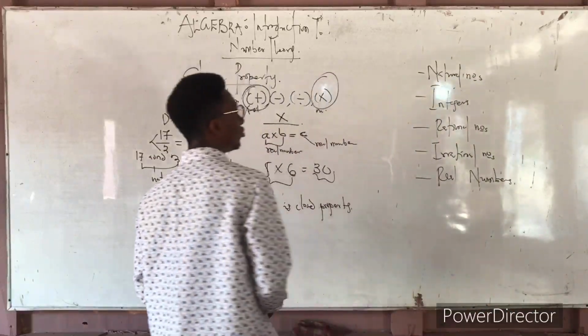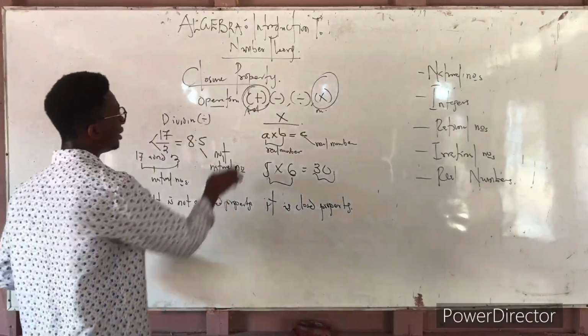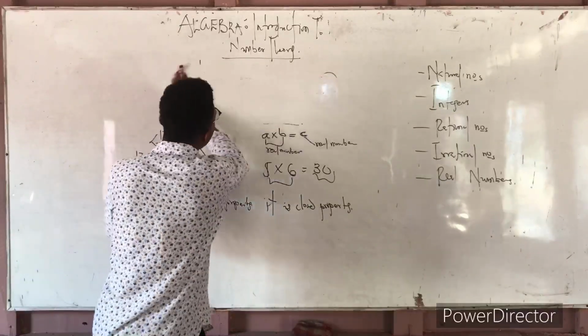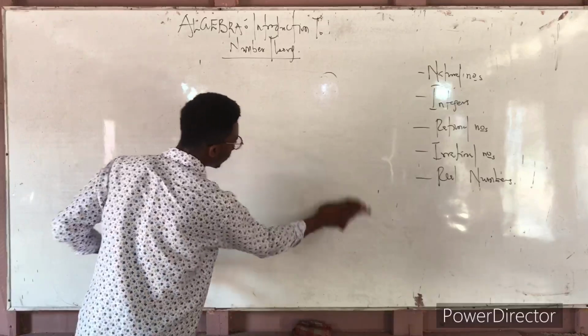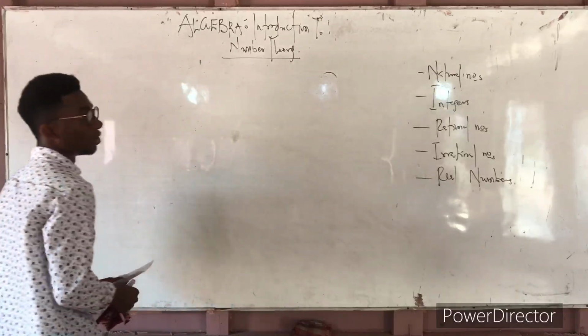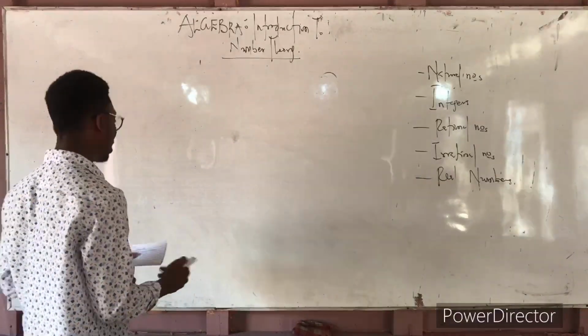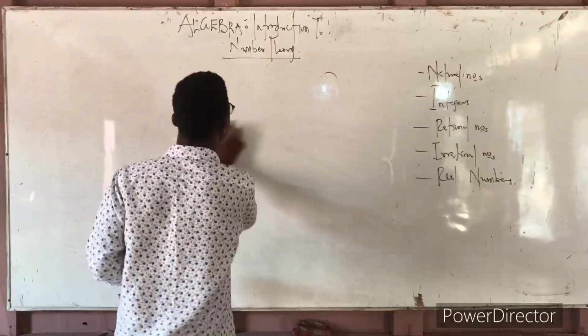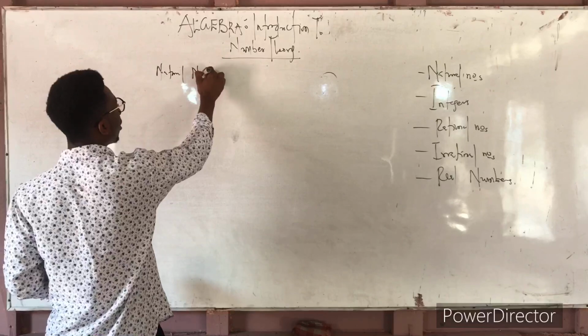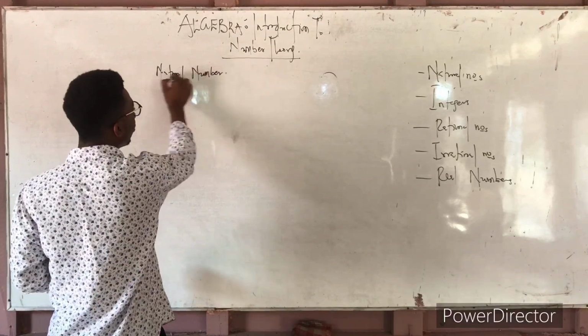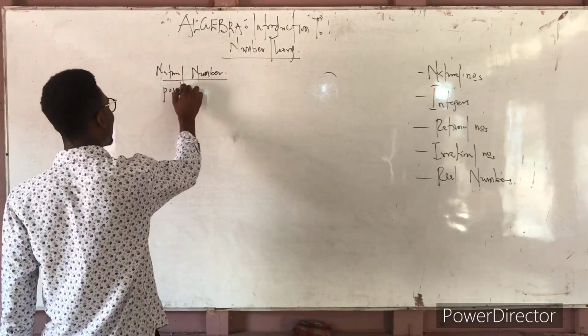Let's go straight to what we mean by natural numbers, integers, rational numbers, irrational numbers, and real numbers. A natural number is simply a positive integer.